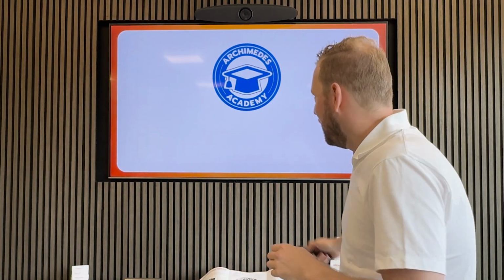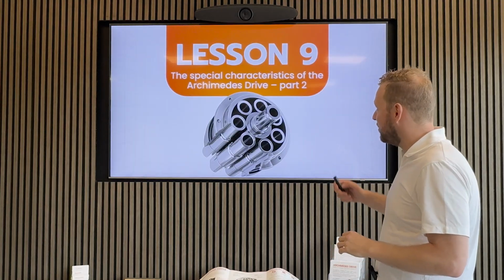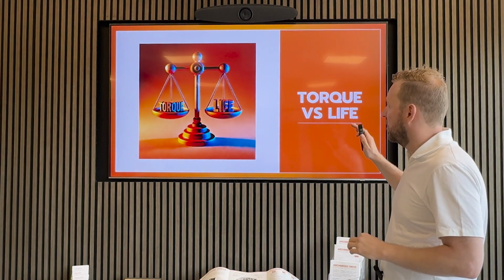It's important to understand that traction drives work differently from geared drives, and that not every property can be compared by a number one-to-one. You need to see the bigger picture to really make a proper choice. Last time I explained how the difference affects speed, precision, and noise. This time we're going to talk about torque and life, and also how weight plays a role in this. So, welcome to part 2 of the special characteristics of the Archimedes Drive. This class, as I said, will be about torque versus life.